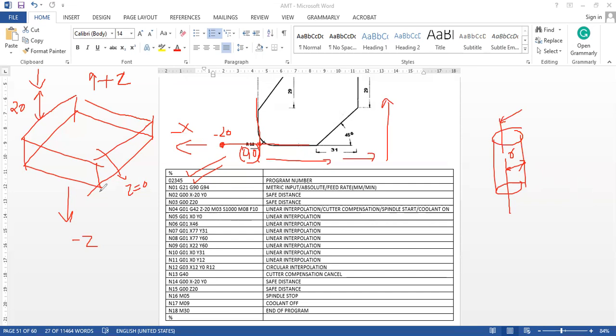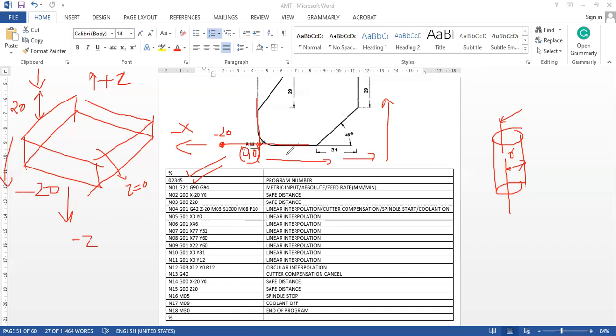Then Z minus 20. Z minus 20 means the depth. So the thickness of this workpiece is 20. And M03 spindle rotation, S1000 clockwise, M08 coolant on, and the feed rate is 10 millimeter per minute. Here the feed rate unit is given by G94, millimeter per minute. Then G01, X0, Y0. X0, Y0 means this is the current tool position.